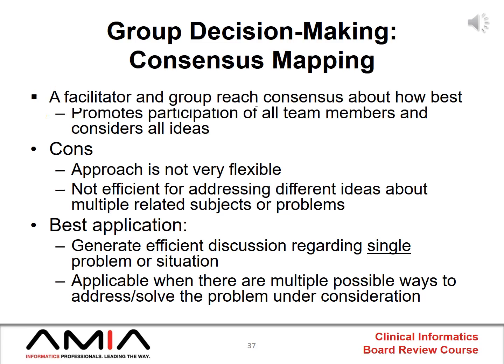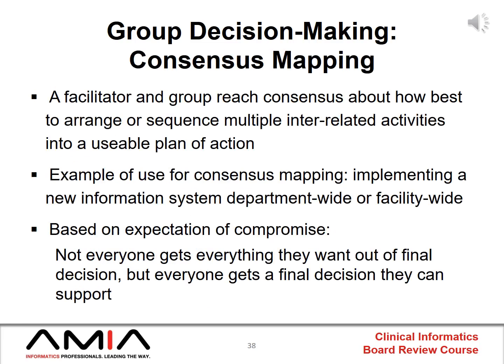The next decision-making method that is specifically mentioned in your core content is consensus mapping. Consensus mapping involves a facilitator and a group reaching consensus about how best to arrange or sequence multiple interrelated activities into a usable plan of action. For example, if you are implementing a new information system which is department-wide or facility-wide, where there are a lot of moving departments and pieces and people, then this might be a method you would wish to employ when determining the sequence and steps of the project plan.